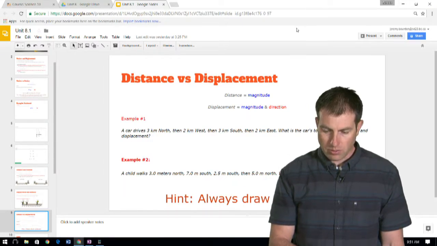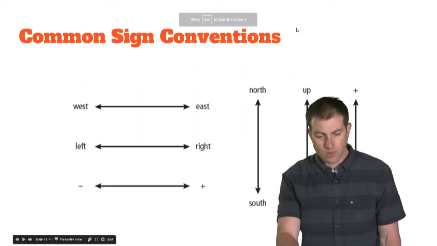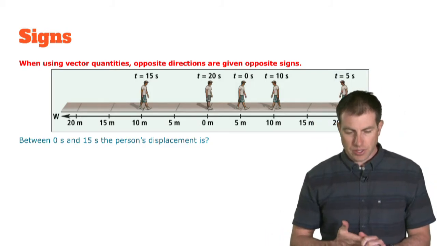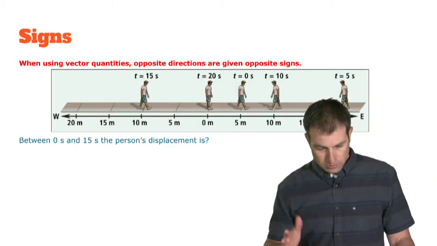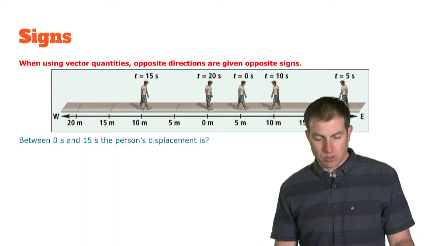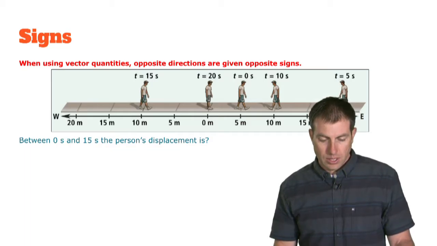All right, what else do we have here? So Leeds, you asked this question a little bit earlier about the negative signs, and we're just going to make it clear. When using vector quantities, opposite directions are given opposite signs. So if I say something's forward, generally that's positive. If it's backwards, it's going to be negative.